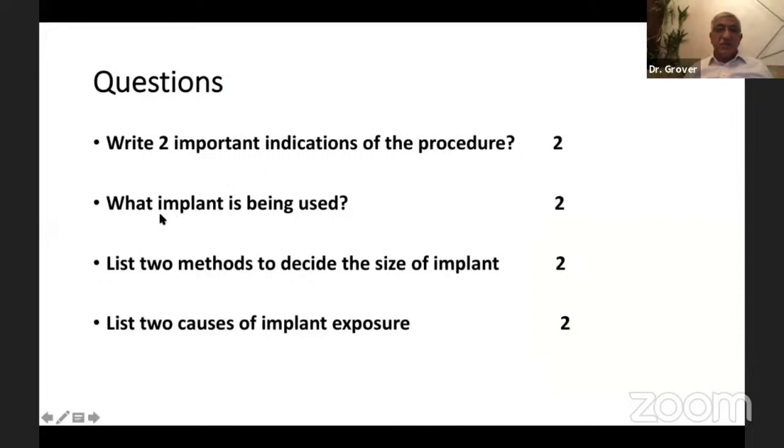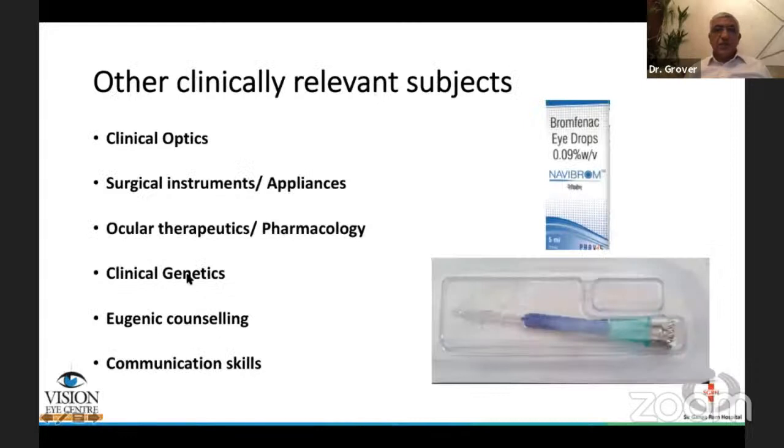Indications for the procedure, what implant is being used, methods to decide the appropriate size of the implant, and causes of implant exposure. So the questions will often give you a clue to what the procedure is, but you need to be specific in answering. Because if you write both right, and they are the most important ones, it's very easy to secure these 2 marks.